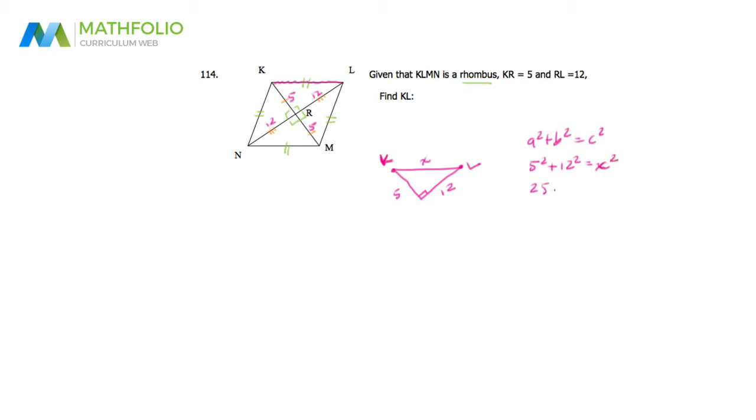So this is 25 plus 144 equals X squared. When you add these together, you get 169. Let's square root both of these. That gives us our X on its own, which is really the KL, and that is 13. So now we could say that KL equals 13. That is 114.